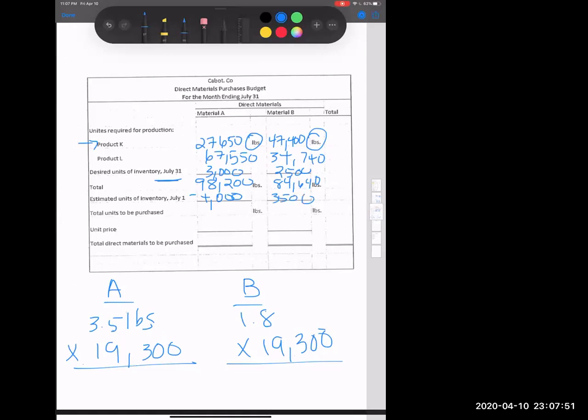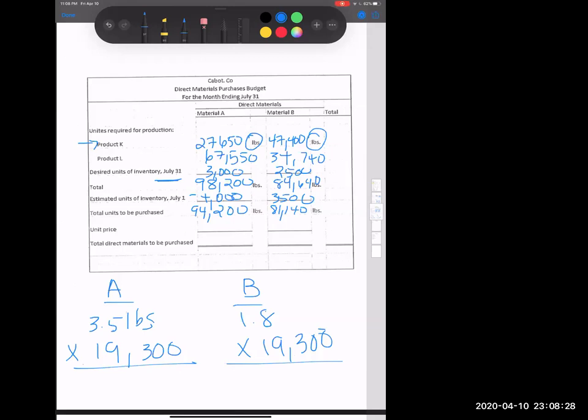So once I do this calculation, I do the 98,200 less 4,000, I come up with a total of 94,200. And then the same thing for here, we come up with 81,140 pounds. All right, so now we understand how many pounds we need for material A and material B. But usually when you go out to a manufacturer, you don't just say, oh, I need 94,200 pounds of this material. Yes, you can say that, but it's a direct materials purchase budget.